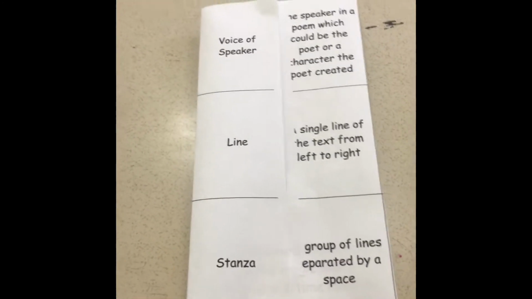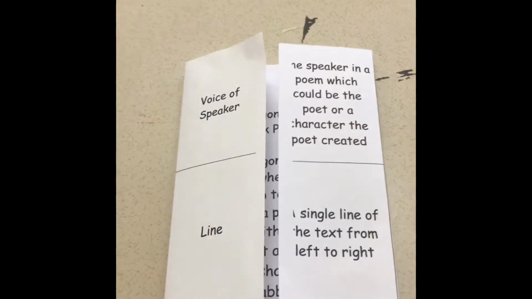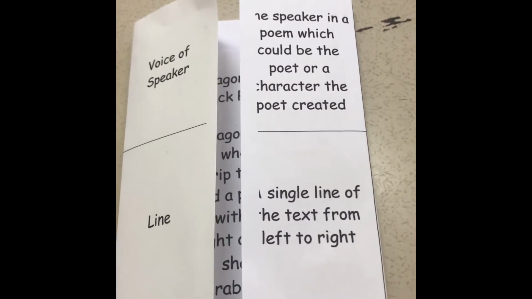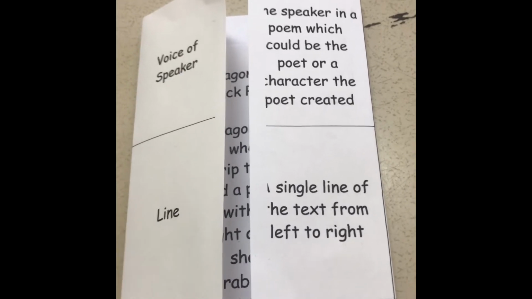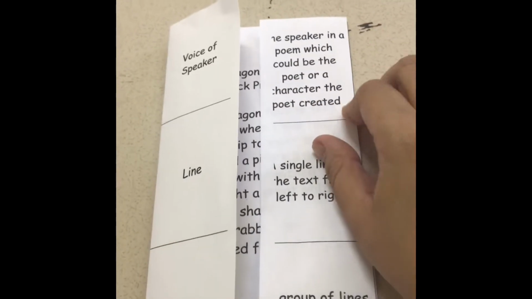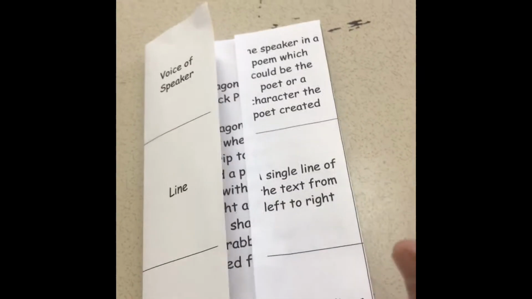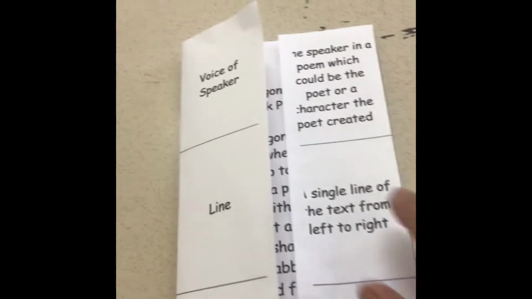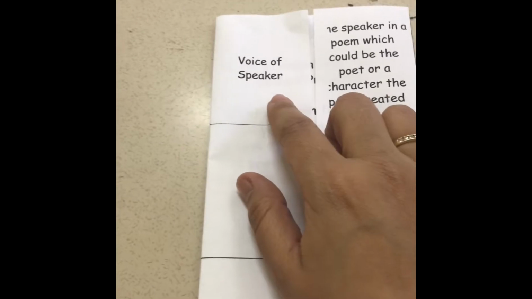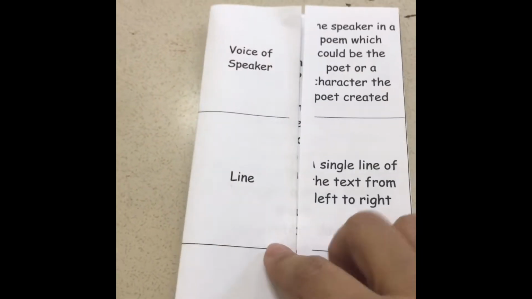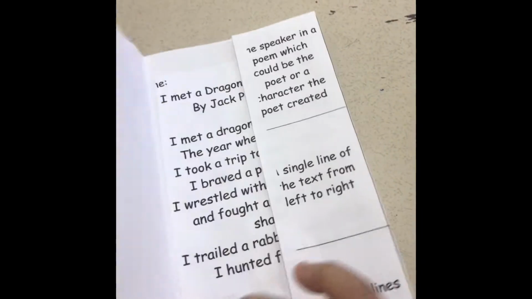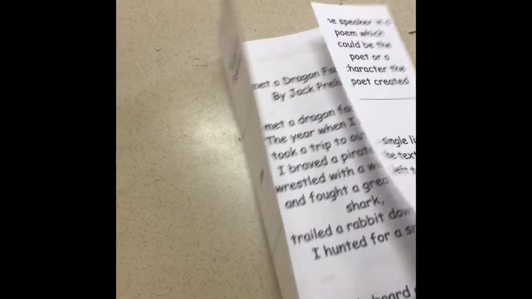So first we have the voice of the speaker, and that is the speaker in the poem, which could be the poet or a character the poem has created. And the character can be human, it can be a made up mystical being, it could be an animal, anything that the poem made, okay? That is the voice of the speaker. Line is a single line from left to right, okay?